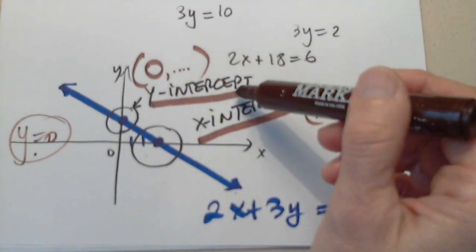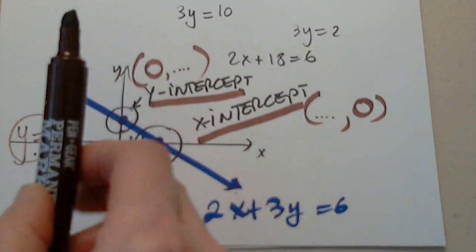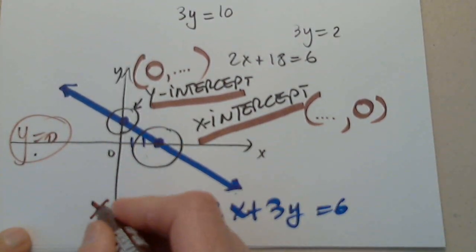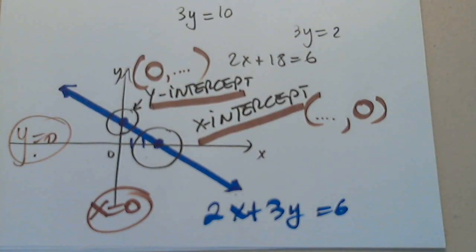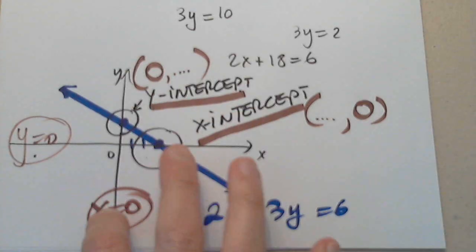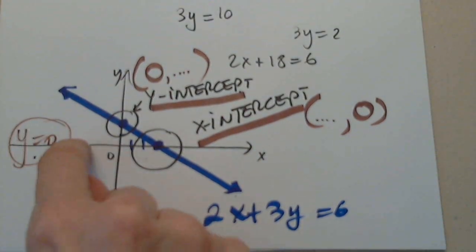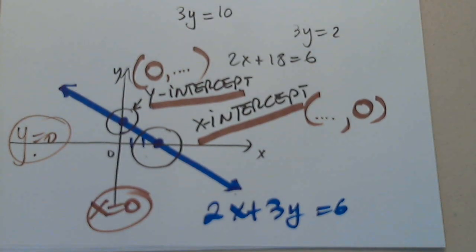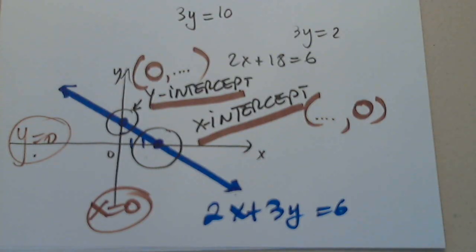Why does the y-intercept have x equals 0? Because the point is found on the y-axis. But the equation of the y-axis is x equals 0. That's why all points here have x equals 0. All points on the x-axis have to have y equals 0. Okay, good. I think I made my point.